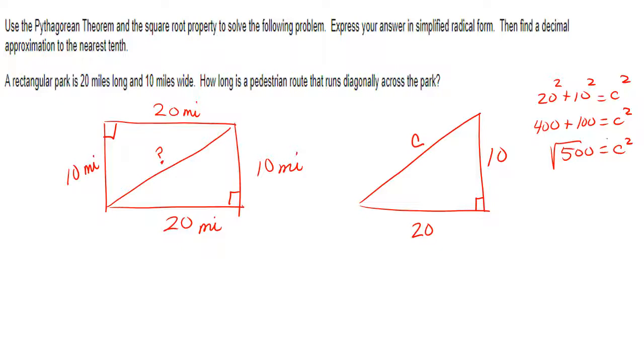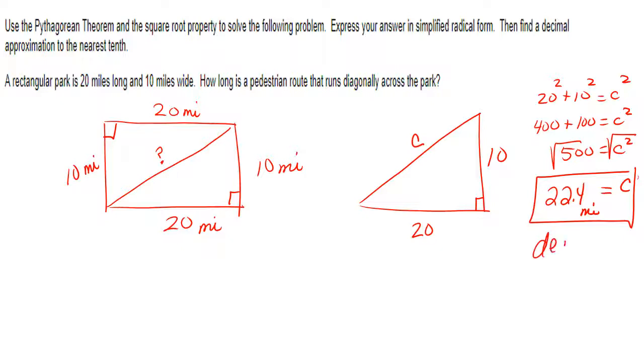Now let's take the square root of both sides. And if I take the square root of 500, I will get 22.4 miles, and I do not have to include positive and negative here because you can only have a positive number of miles. So that pedestrian walkway must be about 22.4 miles long.